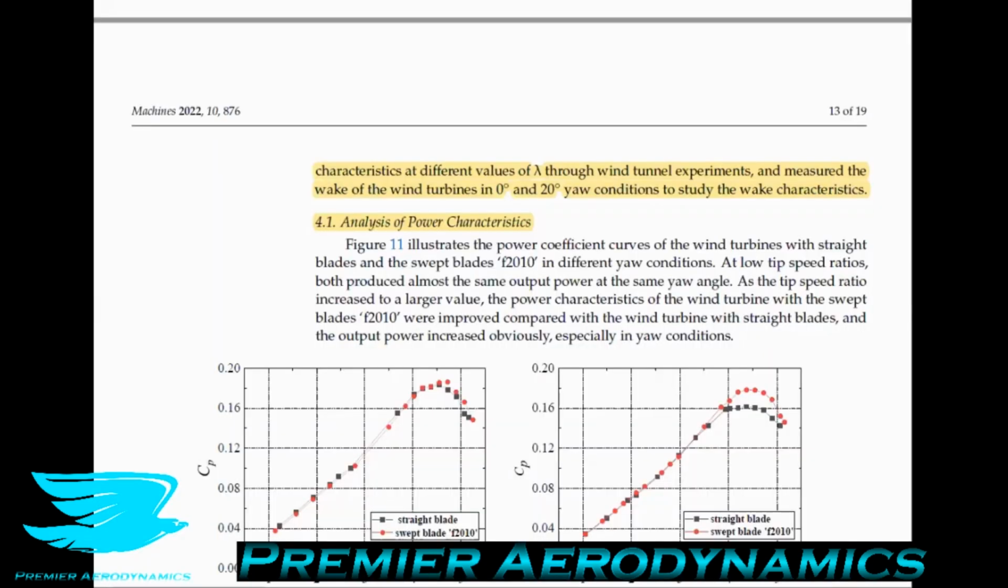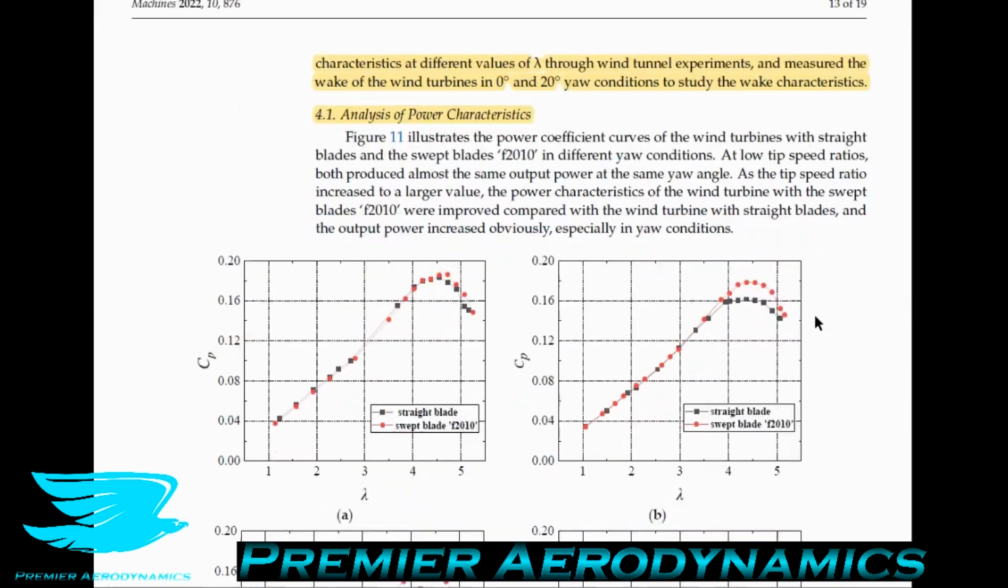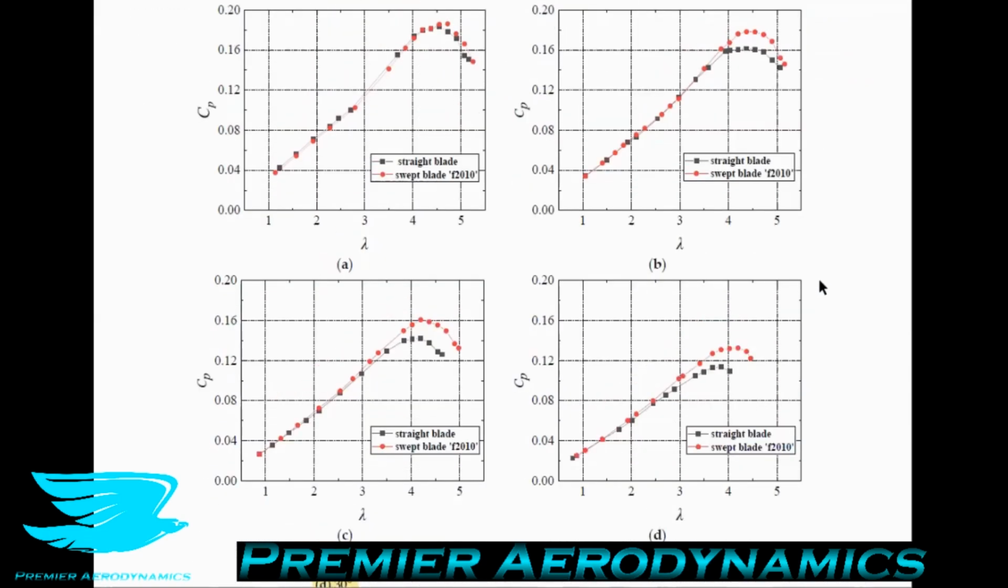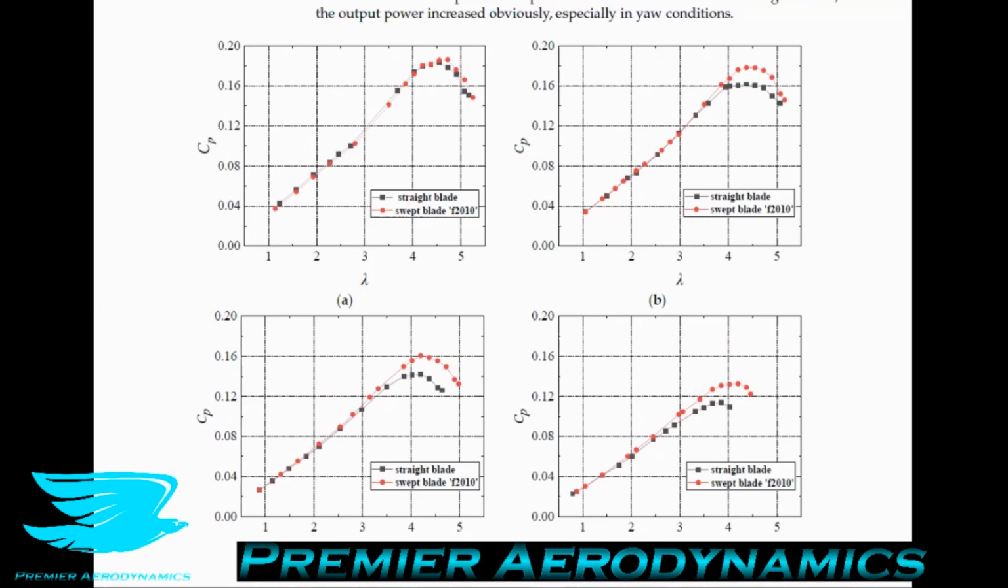So now let's move on to the analysis of power characteristics of these wind turbines. So in figure 11, this illustrates the power coefficient curves of the wind turbines with straight blades and swept blades in different yaw configurations. So just briefly, let's recap power coefficients. That is the amount of power that you're extracting compared to how much power there is to extract out of the flow. And again, we went through the mathematics in the last podcast, number 94.